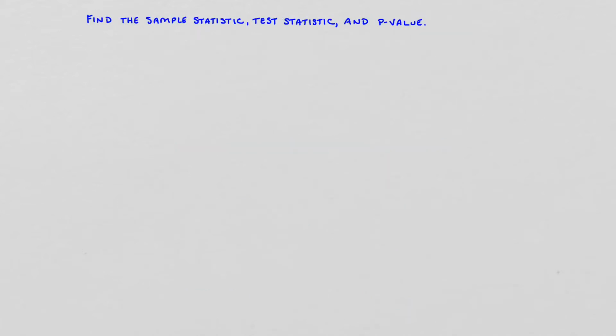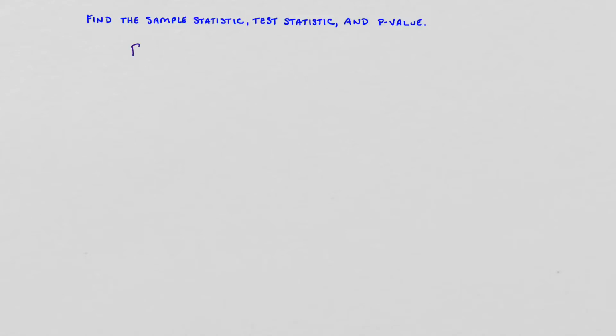For our next step, we want to find the sample statistic, the test statistic, and the p-value. Please note that all 3 of these items can be found using your calculator. I'm going to go ahead and take some time to at least show you the calculations for the sample statistic and the test statistic. The sample statistic is very quick.